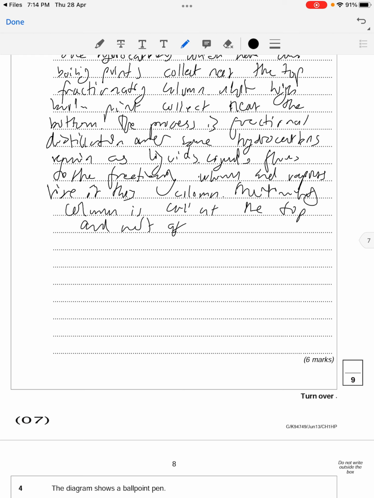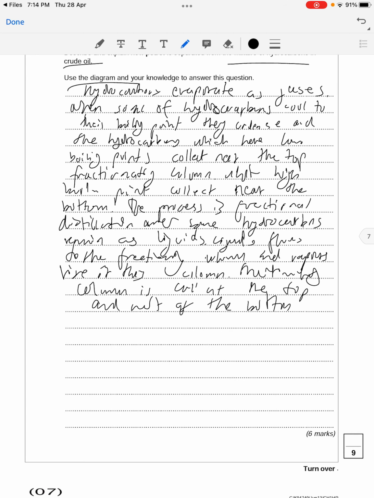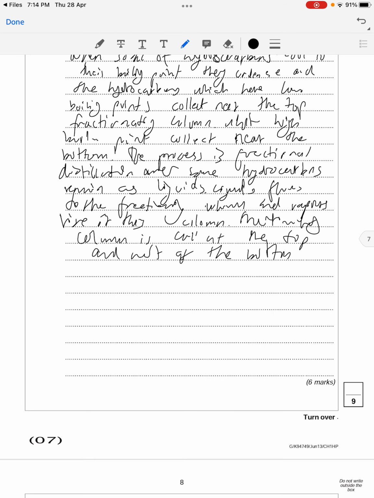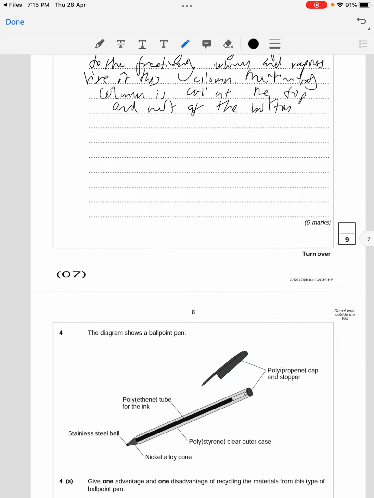Now, why is it cool at the top but hot at the bottom? The main reason is that the hydrocarbons that have high boiling points are at the bottom of the fractionating column, making this really hot. Whereas the hydrocarbons which have a low boiling point are on the top of the fractionating column because they're cool. So that's some 6 marks you can mention. You can put some points there, but you can mention also the heating: the crude oil mixture of hydrocarbons is heated to a maximum of about 350 degrees Celsius.